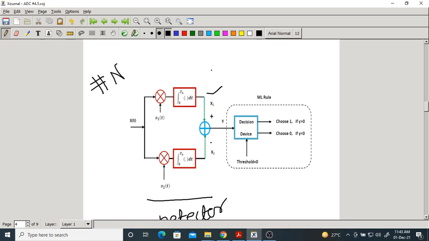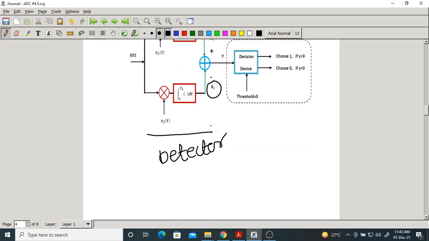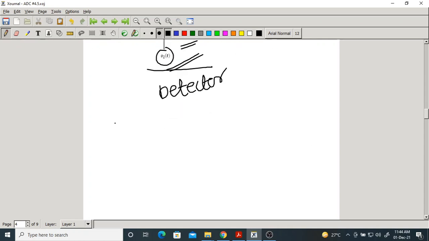What is the output here? X1. Why? Because this is a product integrator: X of t multiplied with phi1 of t and then integrated from 0 to Tb. This is equal to X1. In the lower part, we get X2: X of t into phi2 of t and integration. So we got X1, X2 from the detector or demodulator. It is a bank of 2 correlators. I told you in the last classes.